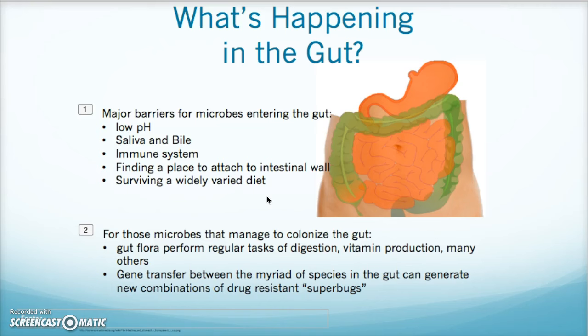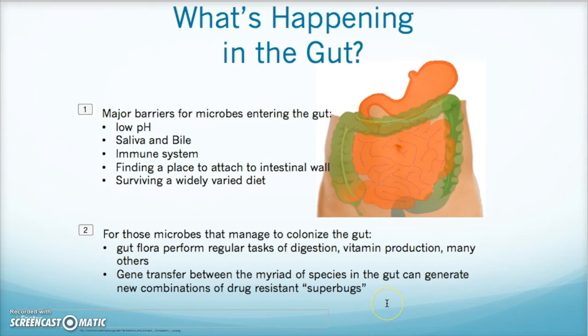If you're a microbe that lives off sugar and the person doesn't eat a lot of sugar, it may be hard to survive. Now, those microbes that manage to colonize the gut perform really important roles. They aid in digestion. They can break down things that our body can't. They will produce vitamins that our body needs but is unable to produce. And many others. We'll get into those as the semester goes on.